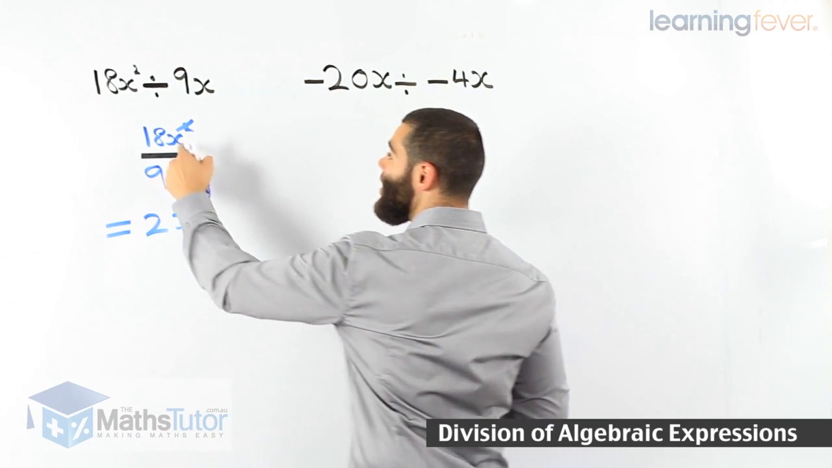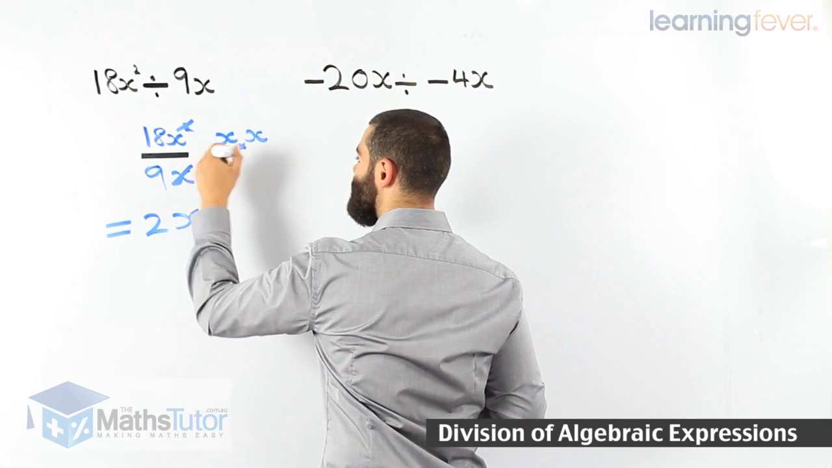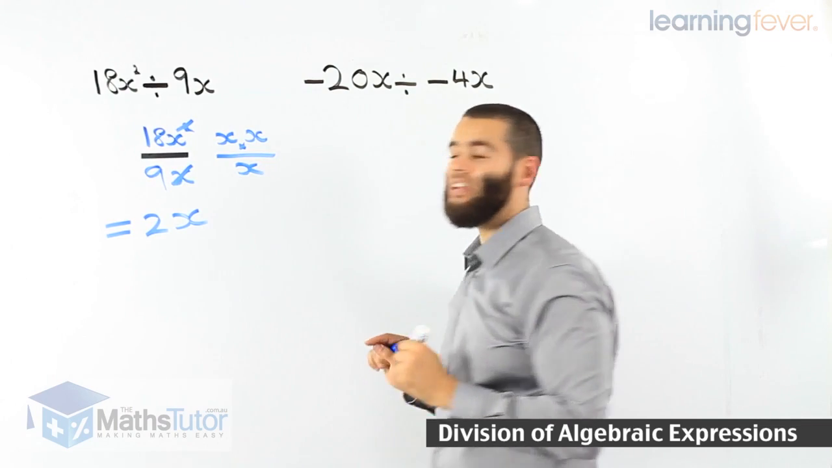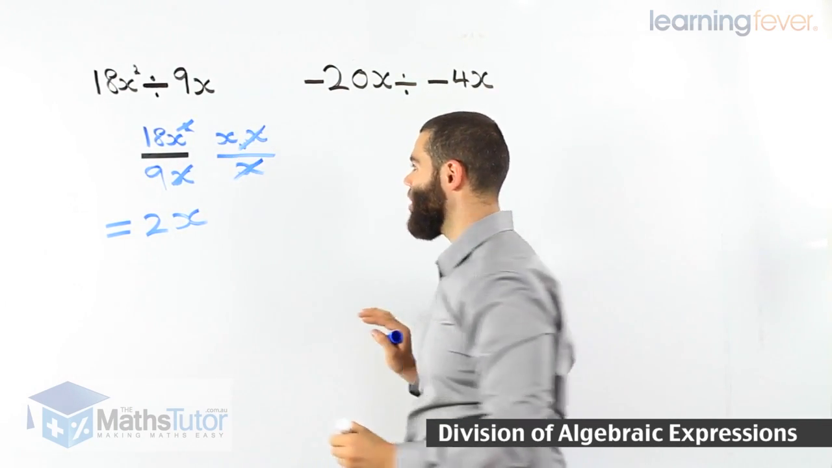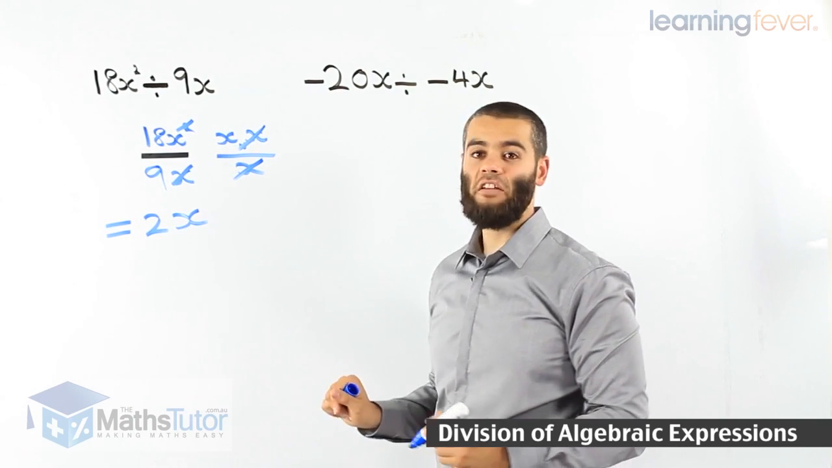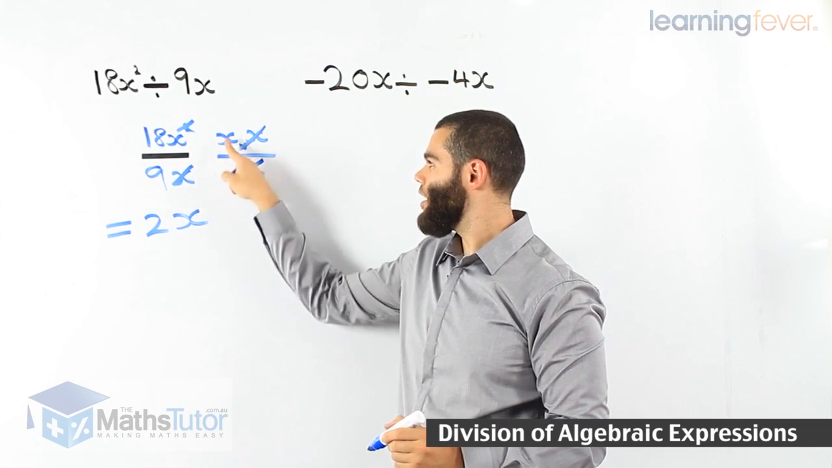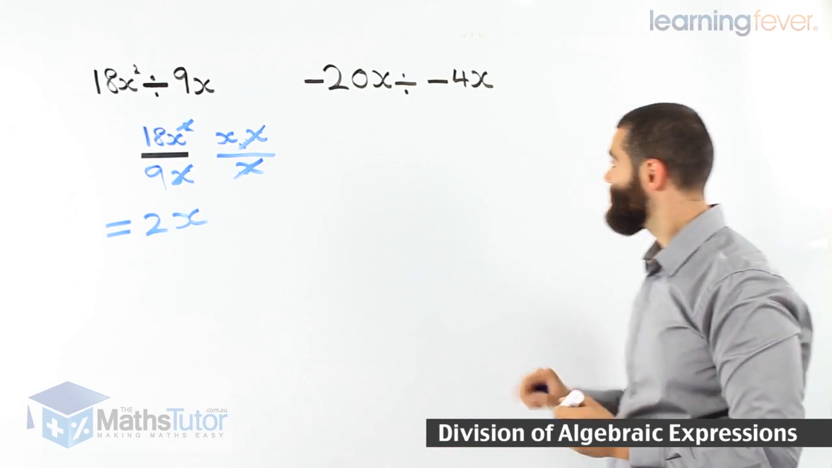So once again, x squared is really x times x. And the x on the bottom, there it is. So x squared is x times x. 1x from the bottom goes with 1x from the top. So we're left with 1x on top. So 18 divided by 9 is 2. And the x on top, so our answer is 2x.